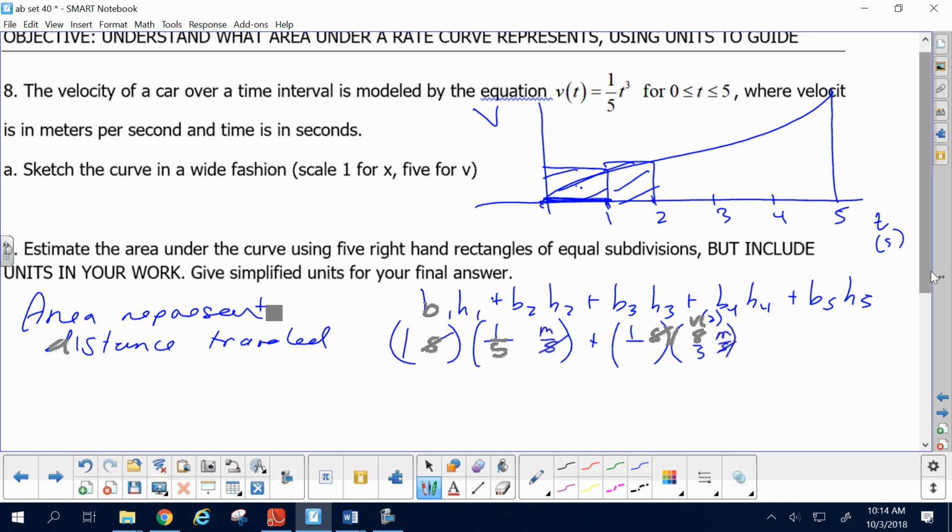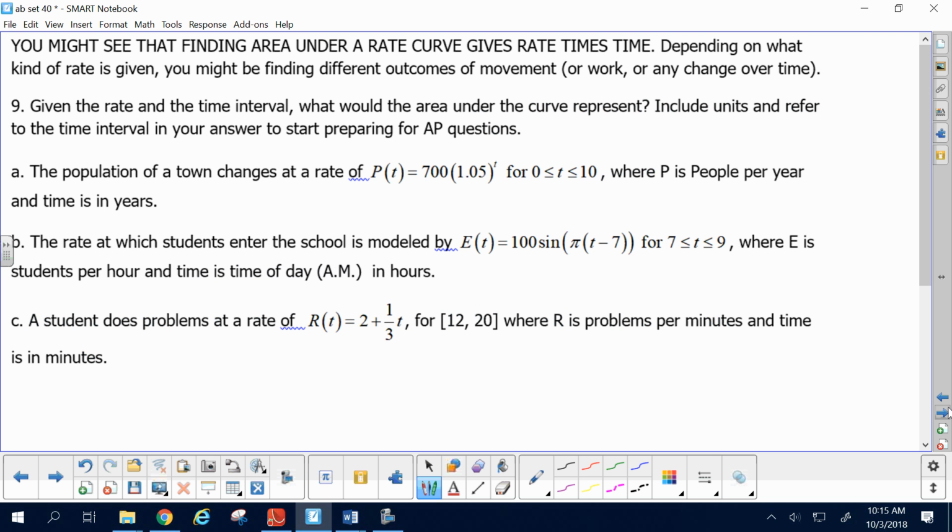The total then of all these is a representation of how far the car went over 5 seconds. Area represents change, total change. And you take a rate times the time to get change.